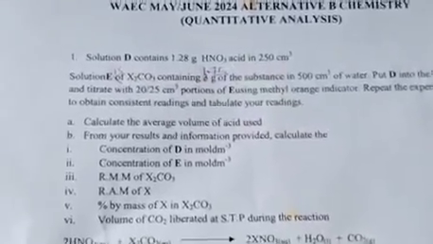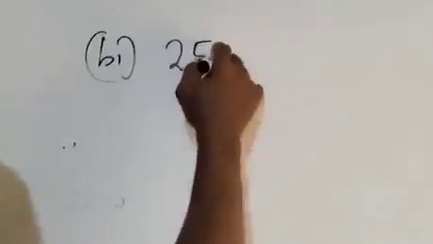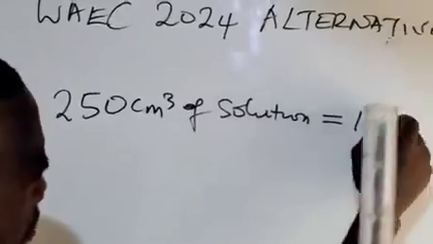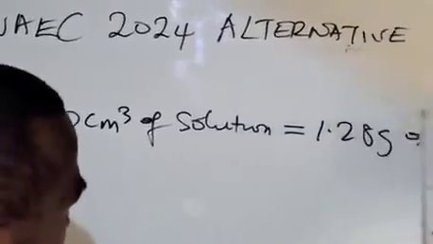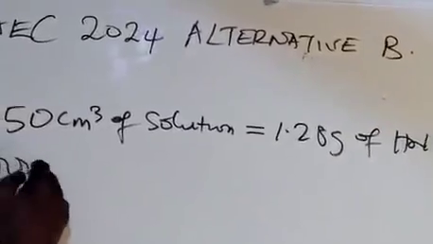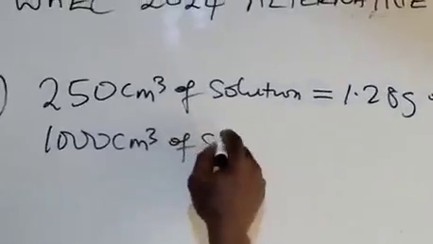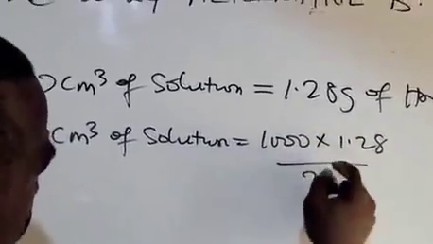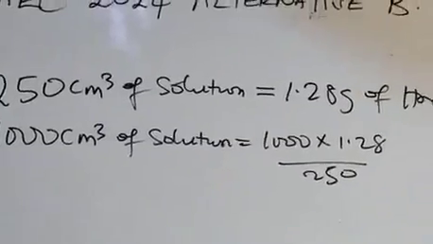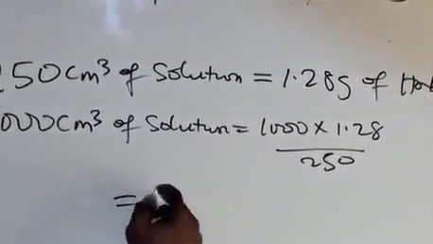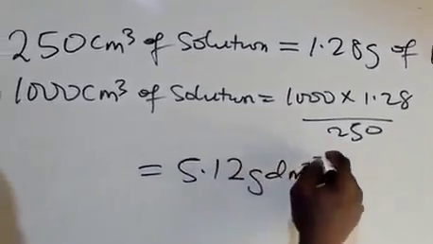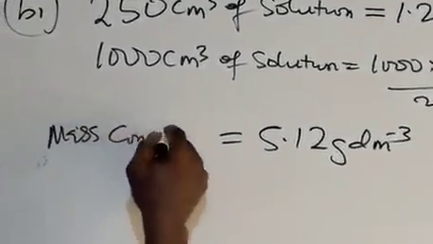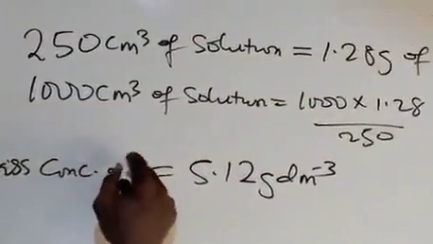So let's go to calculation on the board. From the information, the paper says 250 cm cube of solution contains 1.28 gram of D, that's HNO3 acid. So you find the mass that should be in 1000, and that's what we call the mass concentration in chemistry. 1000 cm cube now contains 1000 times 1.28 all over 250. When we do that, we have 5.12 gram per dm cube. So this is the concentration, or mass concentration, of solution D, the acid.